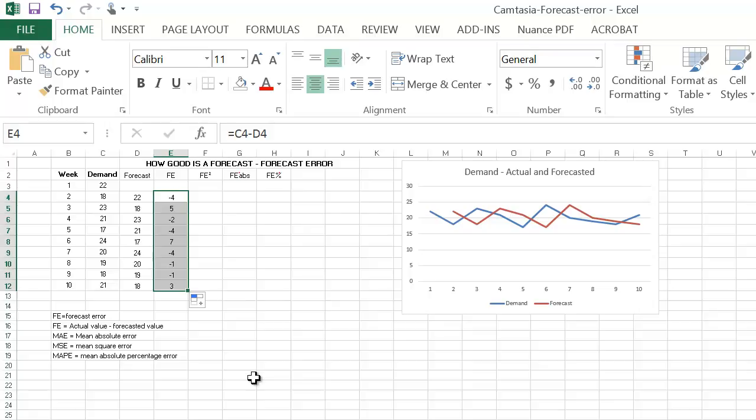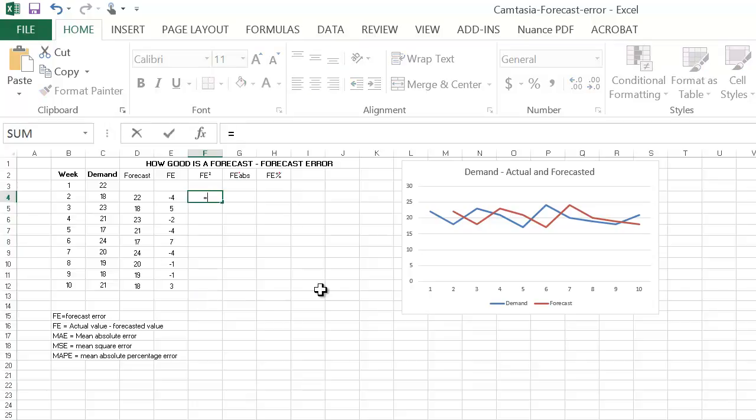To get around that problem, one way is to square the forecasting errors, the same sort of idea we had when we computed variance. So FE squared is simply the square of the forecast error. Here we go: it is equal to minus 4 times minus 4.